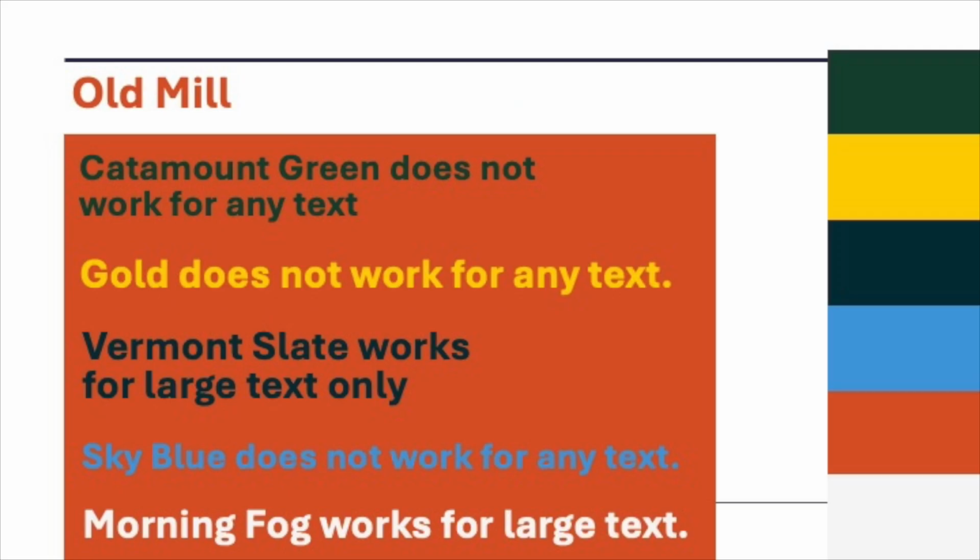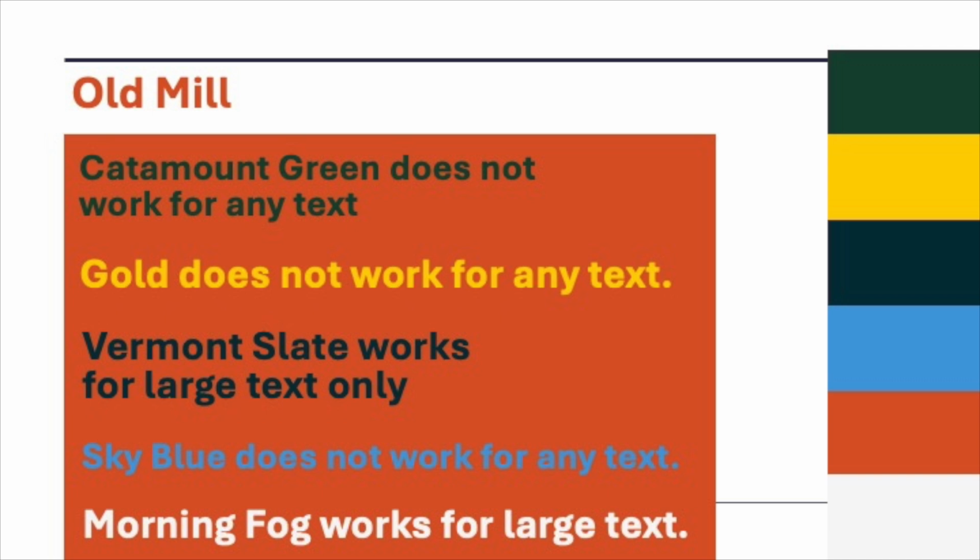Old Mill, our orange. Catamount green does not work for any text on an orange background. Gold does not work for any text on an orange background. I encourage you to measure these yourself with the color contrast analyzer. Vermont slate works for large text only. Morning fog works for large text. And sky blue does not work for any text against an Old Mill background.